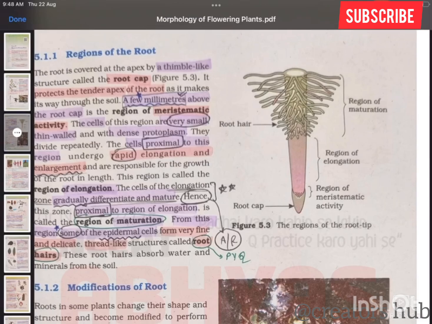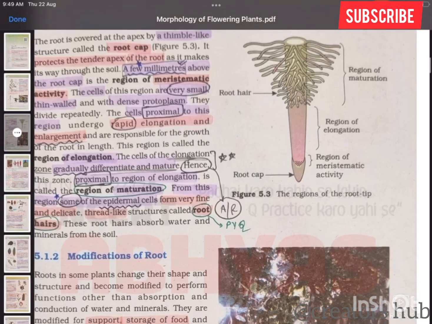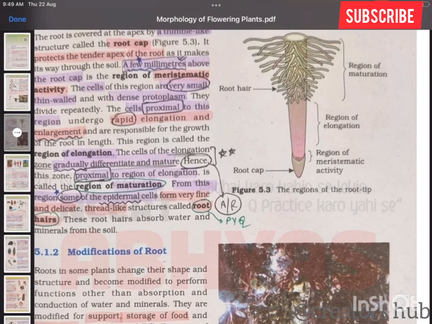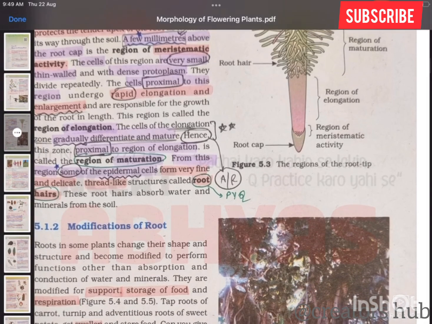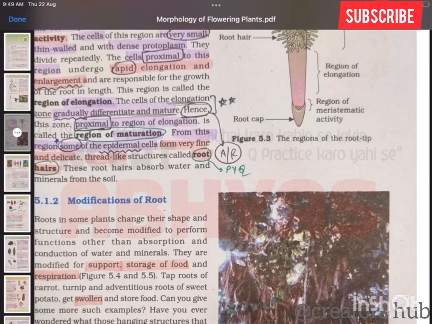The cells of the region are very small, thin-walled and with dense protoplasm. They divide repeatedly. The cells proximal to the region undergo rapid elongation and enlargement and are responsible for growth of the root in length. This region is called the region of elongation. The cells of the elongation zone gradually differentiate and mature. Hence, the zone proximal to the region of elongation is called the region of maturation.